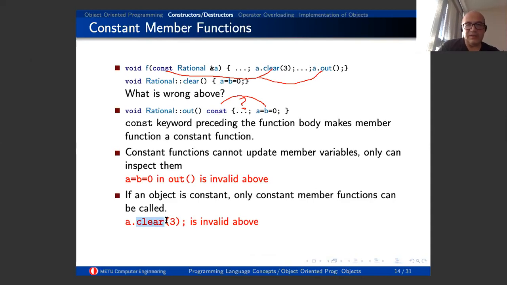So the clear is not going to be called because it is not declared as const. However, basically, a.out is allowed to be called. However, it is a compiler error. So the best way to fix it is to not call clear at all, because it is not const. You do not call it, and do not modify member functions here.